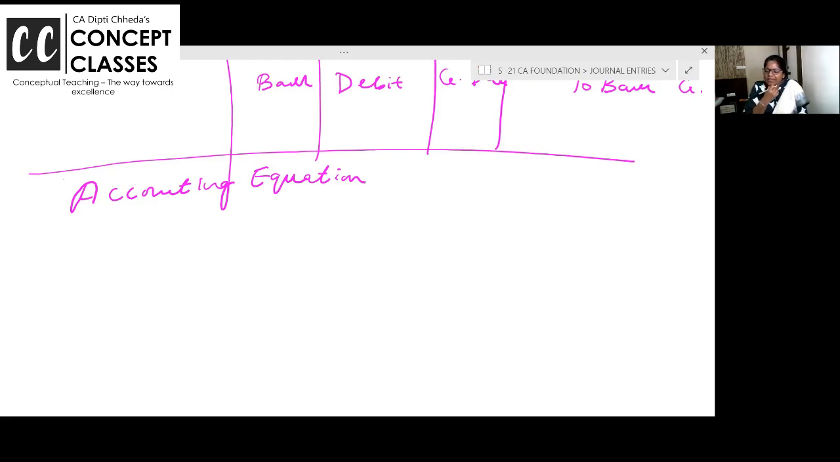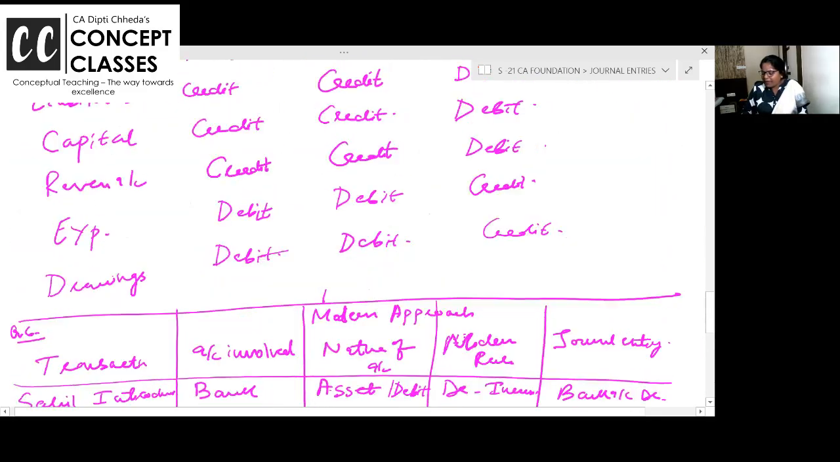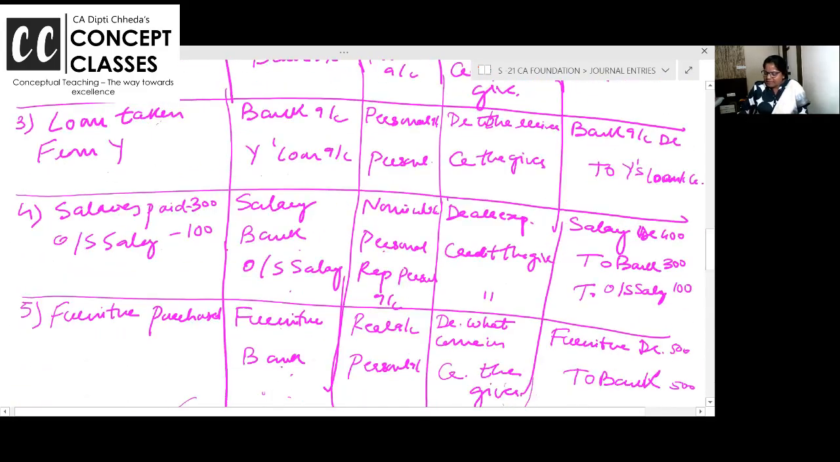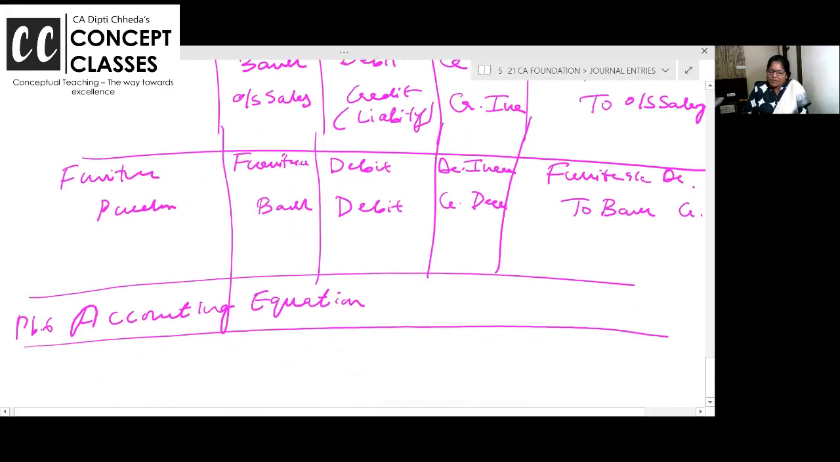So, shall we do like this? Assets are equal to capital plus liabilities. We're doing which problem number? 6. Same problem. Same problem by traditional approach. Same problem by modern approach. And for the same problem, I'm doing this.